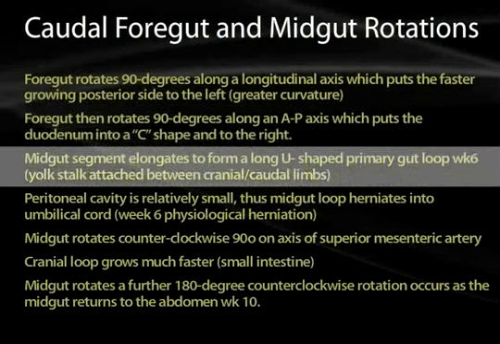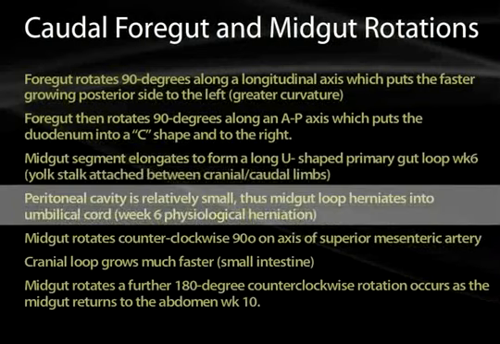Then the midgut starts to rotate. It starts by pushing into the umbilicus as a long U-shaped primary gut loop around week 6. It will be attached to the yolk stalk at this point and have cranial and caudal limbs. The peritoneal cavity is going to be too small for this midgut, therefore it has to herniate out, and it will do that at week 6.